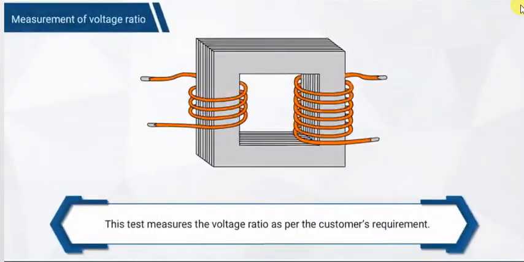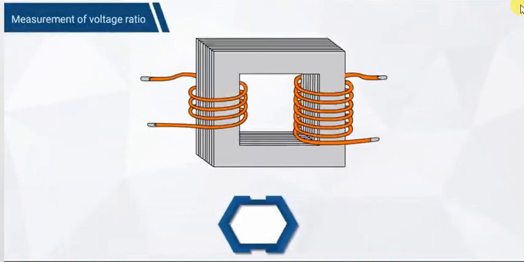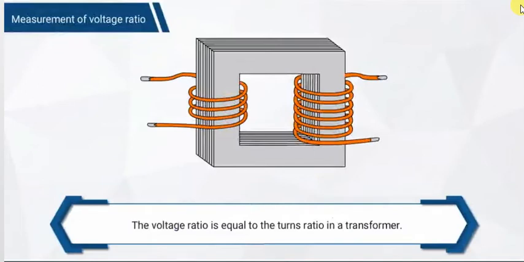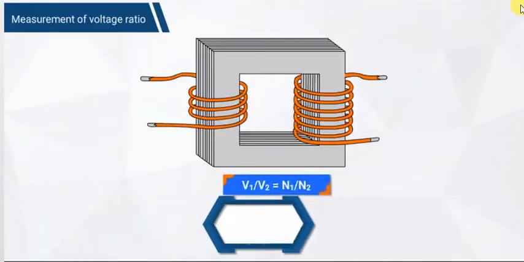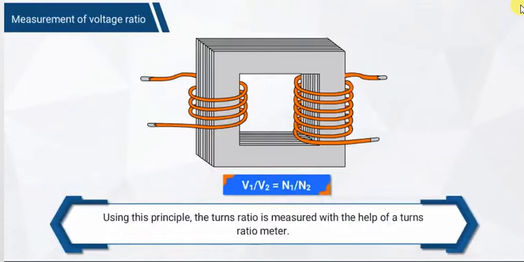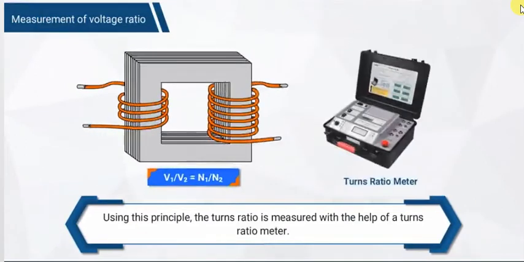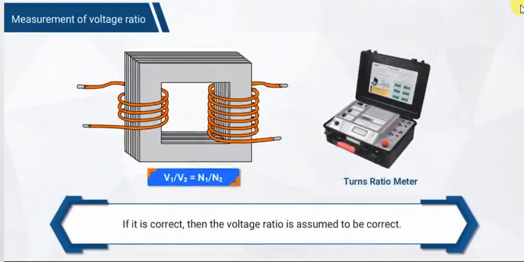This test measures the voltage ratio as per the customer's requirement. The voltage ratio is equal to the turns ratio in a transformer: V1 upon V2 equals N1 upon N2. Using this principle, the turns ratio is measured with the help of a turns ratio meter. If it is correct, then the voltage ratio is assumed to be correct. Equipment used here is turns ratio meter.